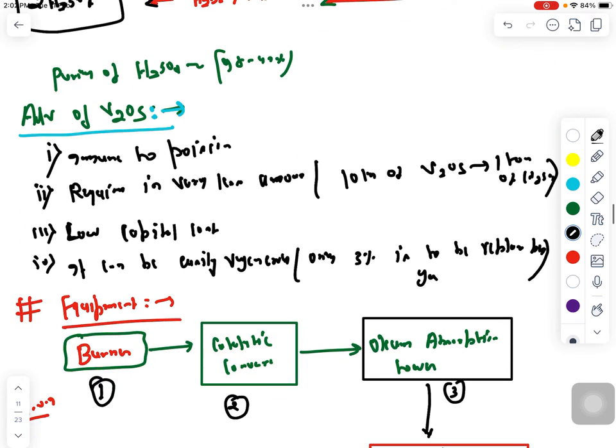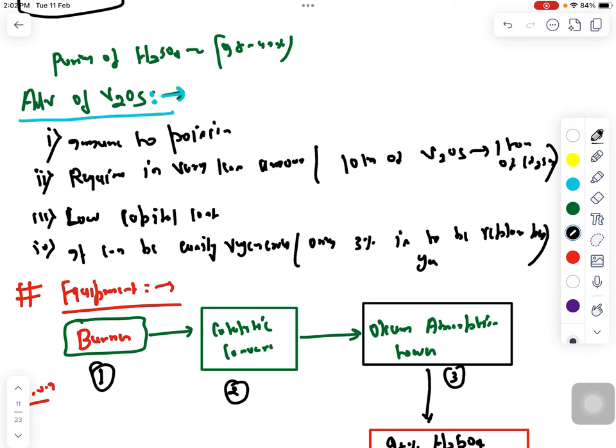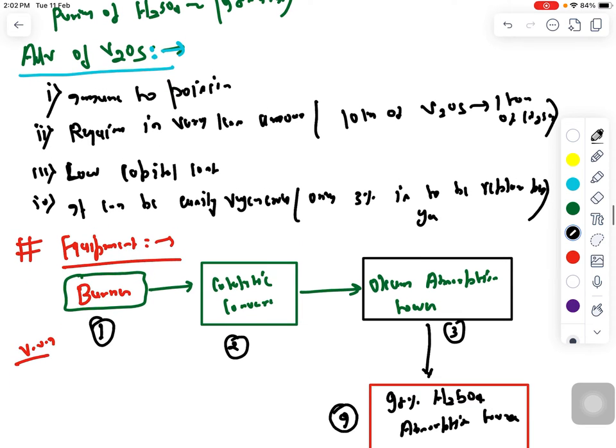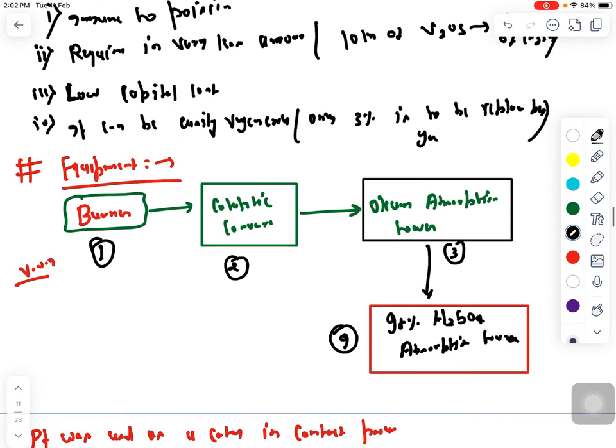Here you can see that the purity of the H2SO4 produced is 98 to 99%. And the advantage of using V2O5 as a catalyst is that it is immune to poison, requires less quantity, and that's why it reduces the cost of production, and it can be easily regenerated.